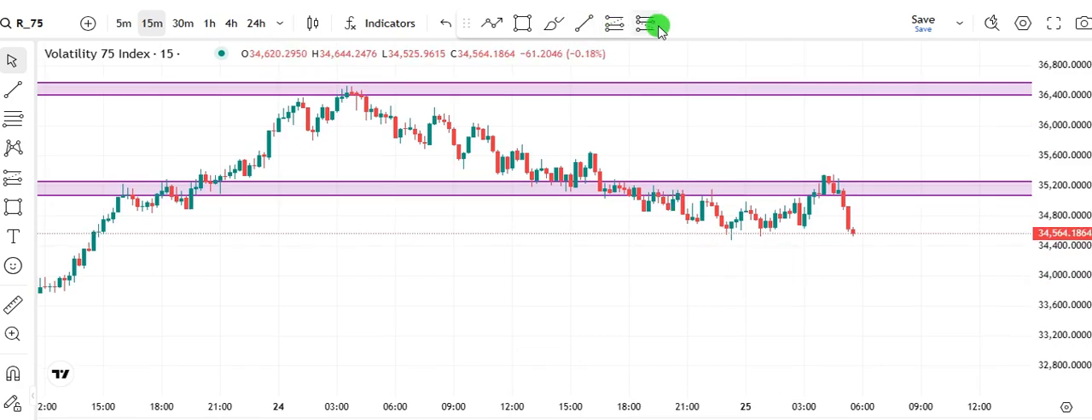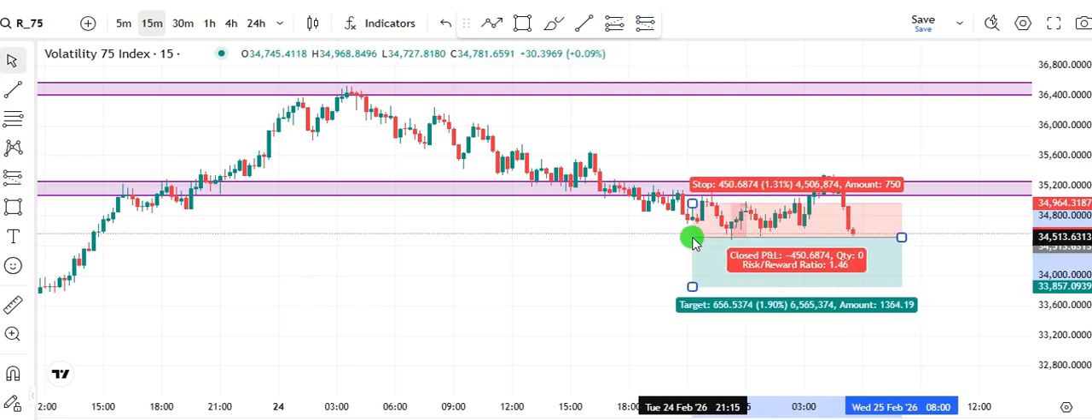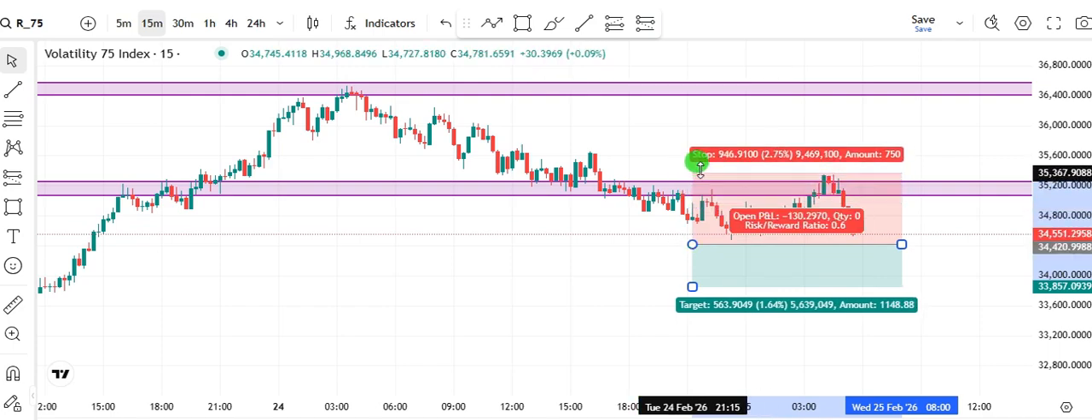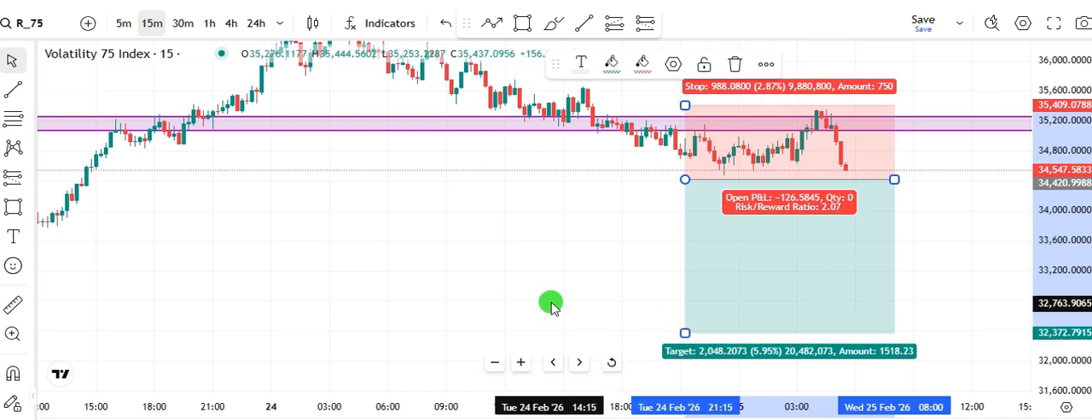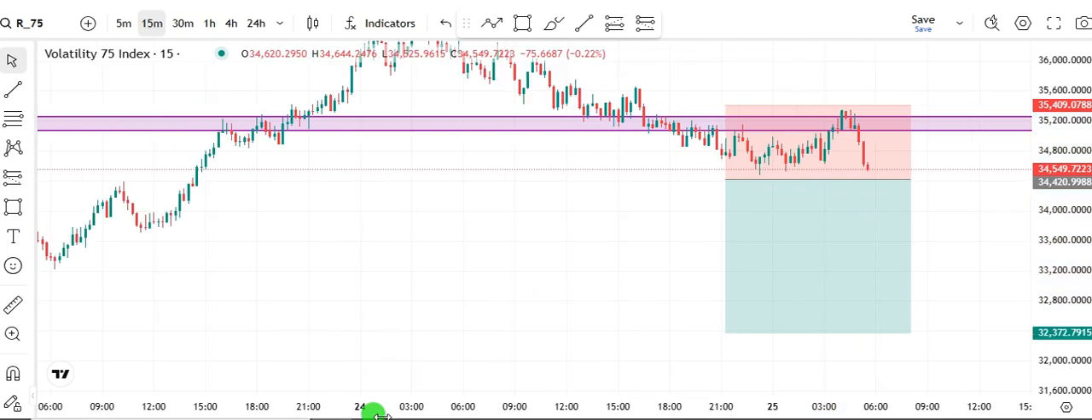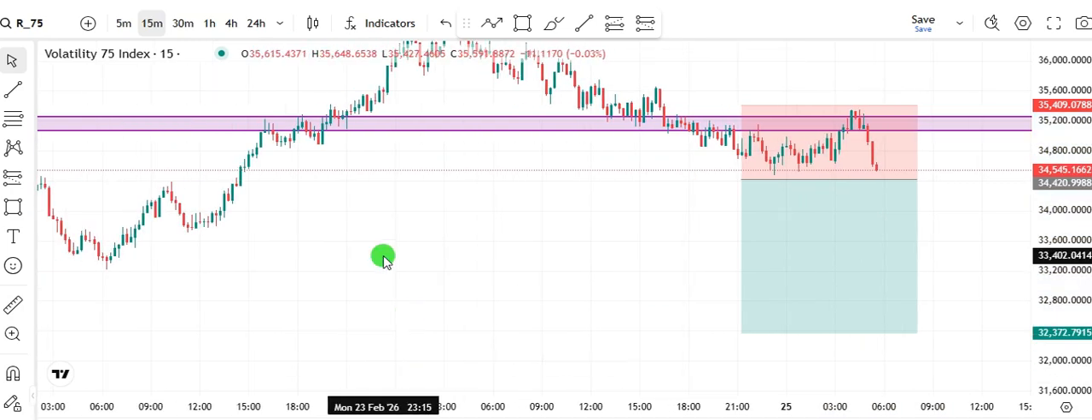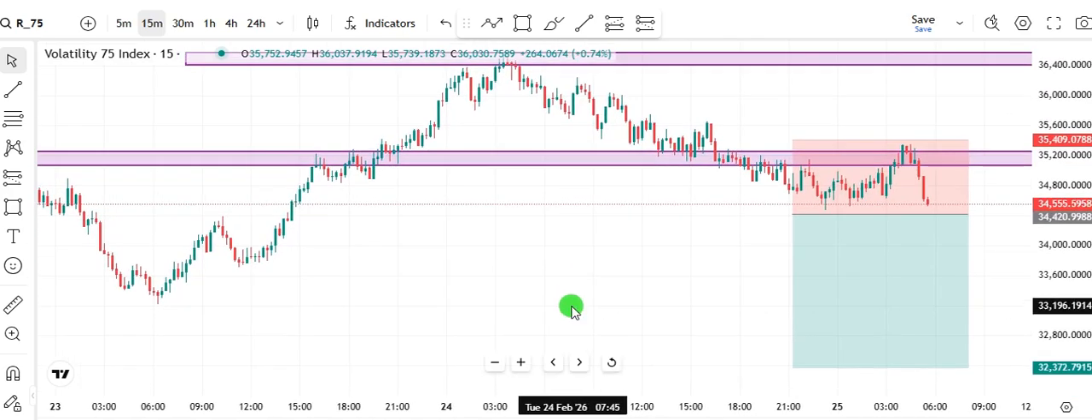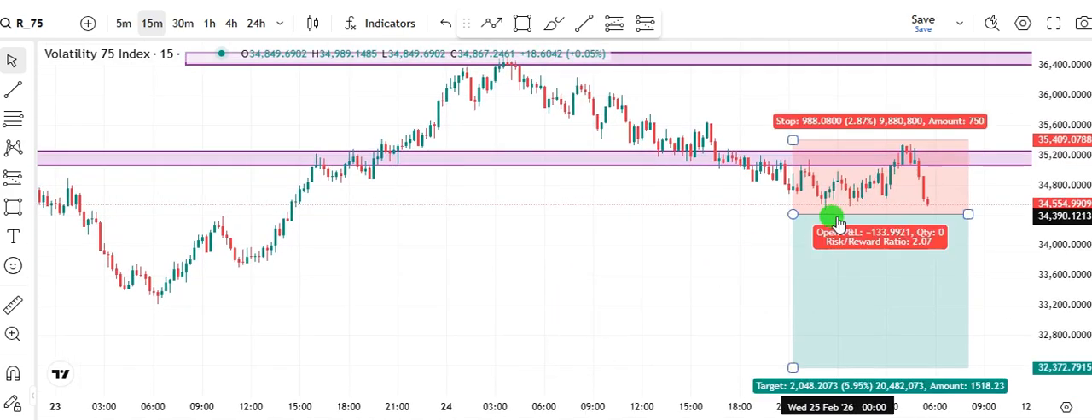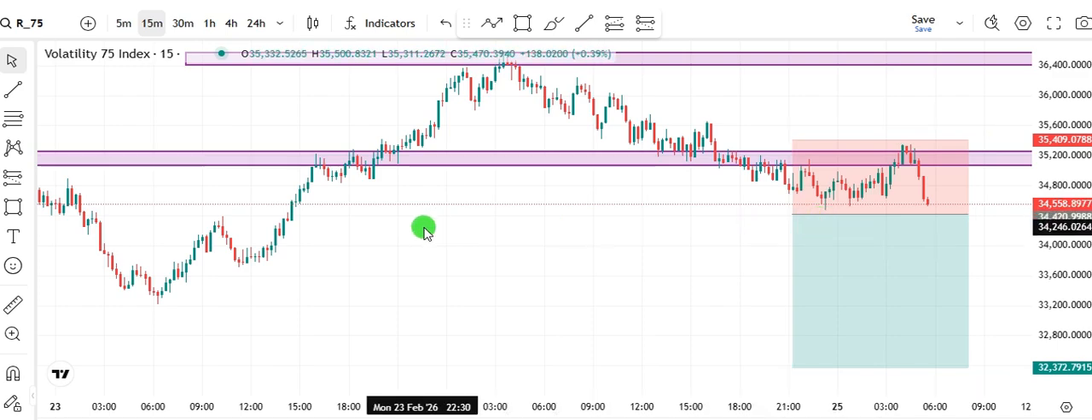Okay, so bearish setup below this, stop loss right here, take profits 1:2 as usual. So this is what I'll be looking at today on Volatility 75. I don't think there's anything much there, so that's just it. Let's see if it's going to take us in with this setup right here.